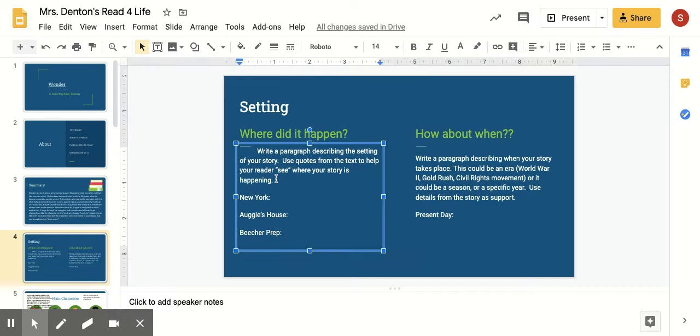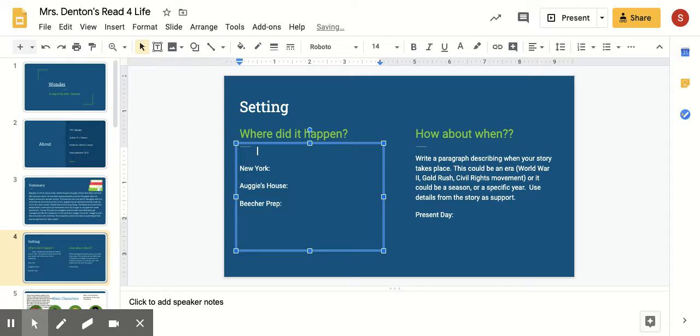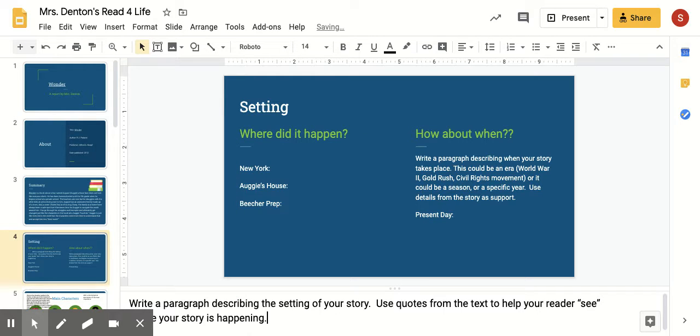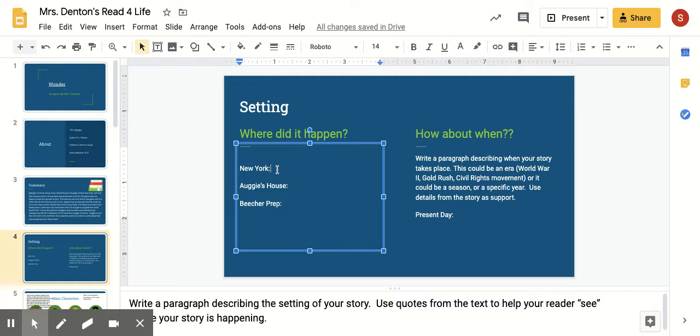But I actually want to move my direction. So I copy them, I'm going to delete them, and then put them down here in the speaker notes. Do you see how clean this looks over here? So when I want to put where did it happen? It happens in New York. Augie has a very small neighborhood that he stays in, including the playground.